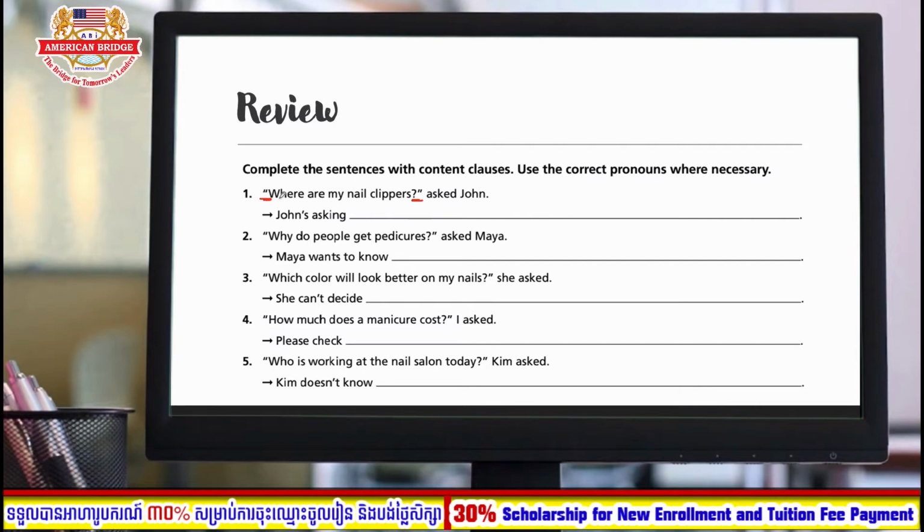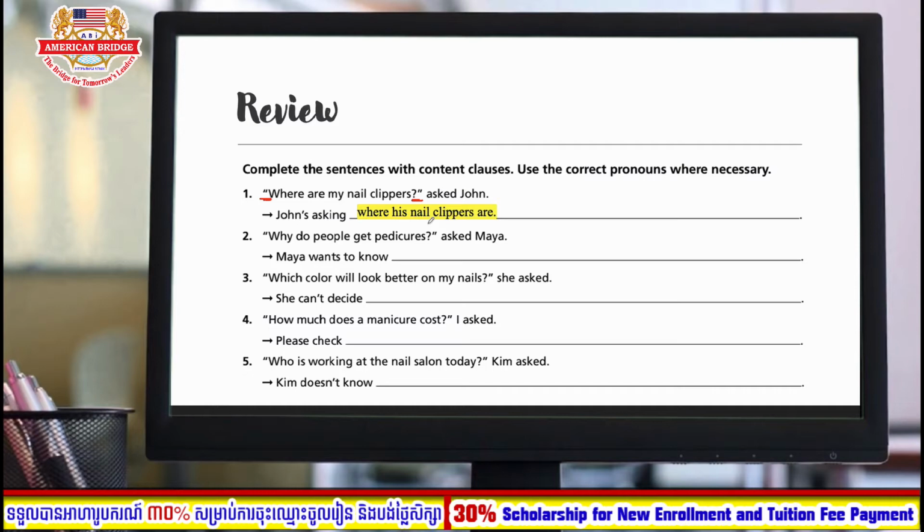So let's see the first example. Where is my nail clipper? asked John. So this question is asked by John. So to report this question, John's asking where his nail clipper is, right? So we actually change the order of the subject and the verb, because this is a statement. It is not the question at all.